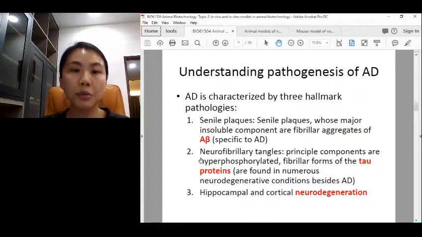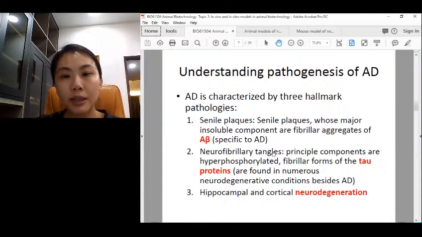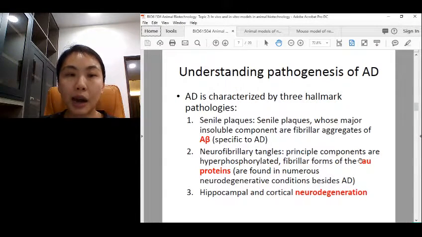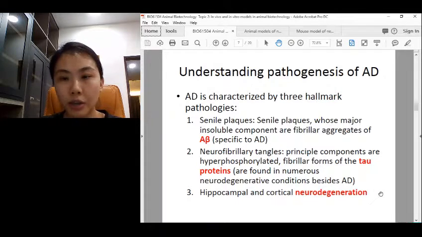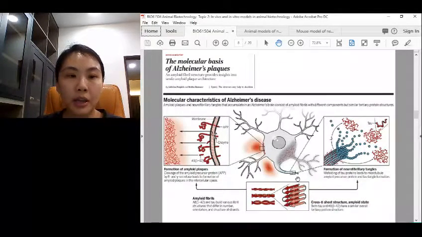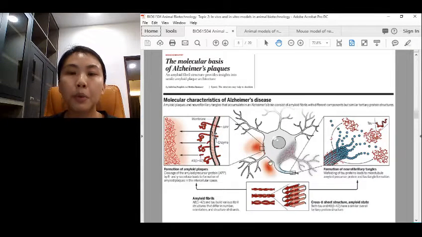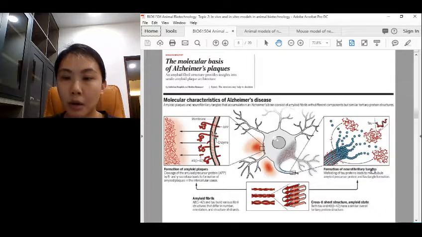And the second one would be neurofibrillary tangles, which are characterized by tau proteins. They are also found in numerous other neurodegenerative conditions besides Alzheimer's disease. And of course, these are also characterized by the hippocampal and cortical neurodegeneration. Okay, so if you look into the next slide, this really tells you what it is characterized by: the amyloid plaques as well as the tau tangles.